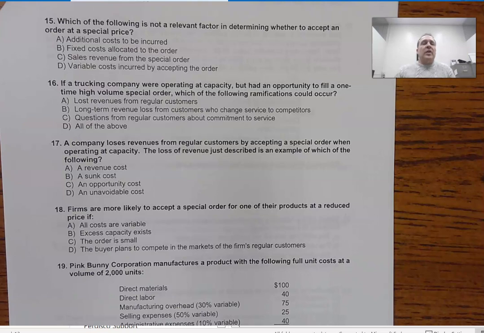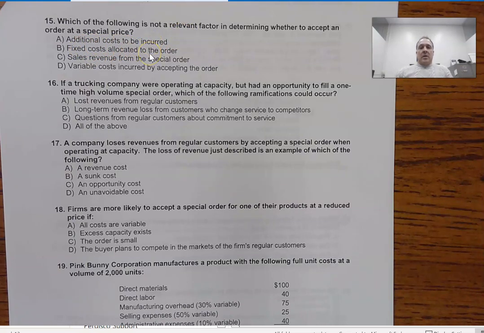All right. So let's look here at question number 15. Okay. And it says, which of the following is not a relevant factor, because that's what we're talking about, relevant versus irrelevant, which is not a relevant factor in determining whether to accept an order at a special price. Okay? All right. So if we're looking for not a relevant factor, we are looking for an irrelevant factor. All right? Additional cost to be incurred.